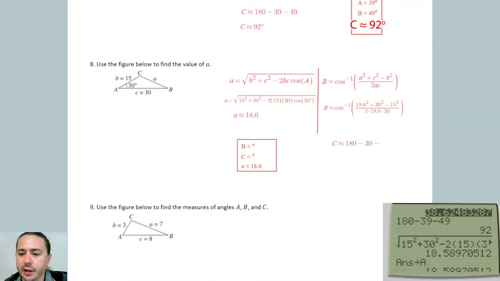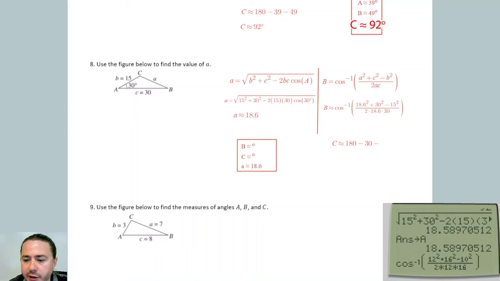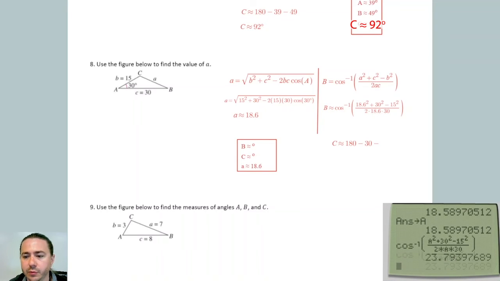So when I type in my inverse cosine formula here, instead of typing out 18.6, I'm actually going to use just A so it can be as precise as possible. So plus 30 squared, oops, minus 15 squared over 2 times, just call letter A, times 30. All right, so we get an angle of about 24. Okay, so that's 24.